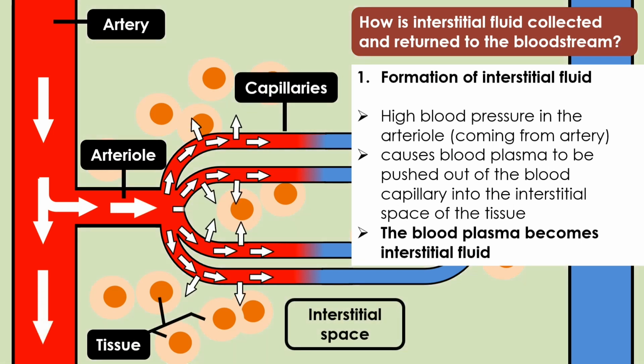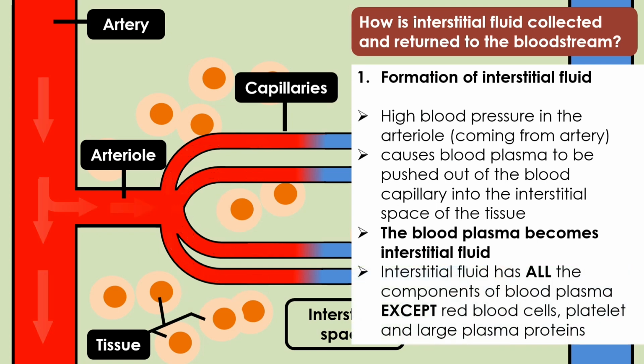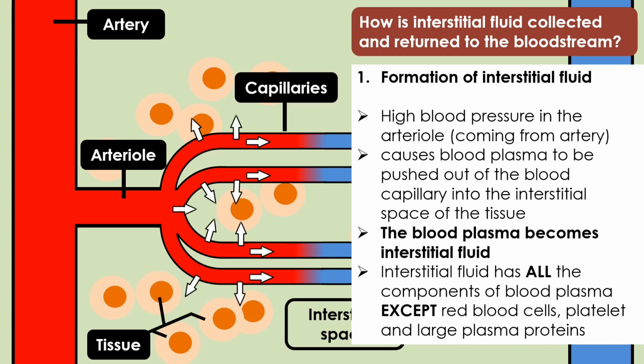Other than the high blood pressure and the smaller diameter of the capillaries, the thin wall of the blood capillaries, which is only about 1 cell thick, allows the blood plasma to seep out of the wall of the capillaries. It is the blood plasma that has exited the blood capillaries into the interstitial space that will become the interstitial fluid. Interstitial fluid has most of the components of the blood plasma except for the red blood cells, platelets, and large plasma proteins.